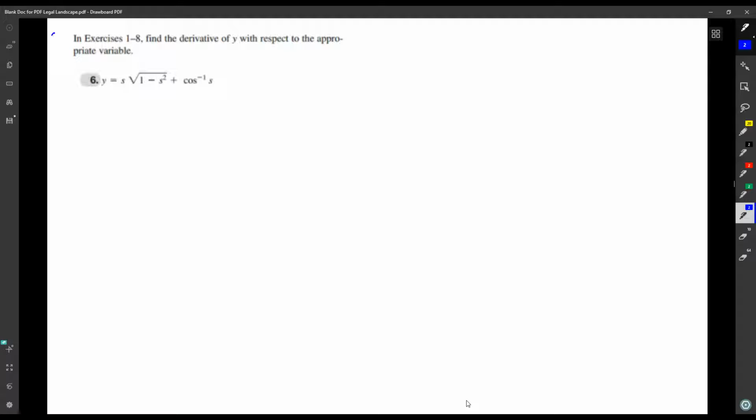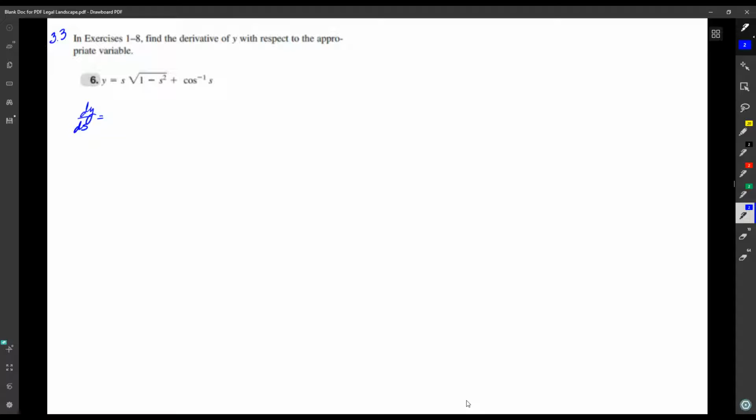Here's number 6 from section 3.3. In this exercise, we want to find the derivative of y with respect to the appropriate variable. In this case, the independent variable is s, so we're after dy/ds. So let's take a look at the function first.